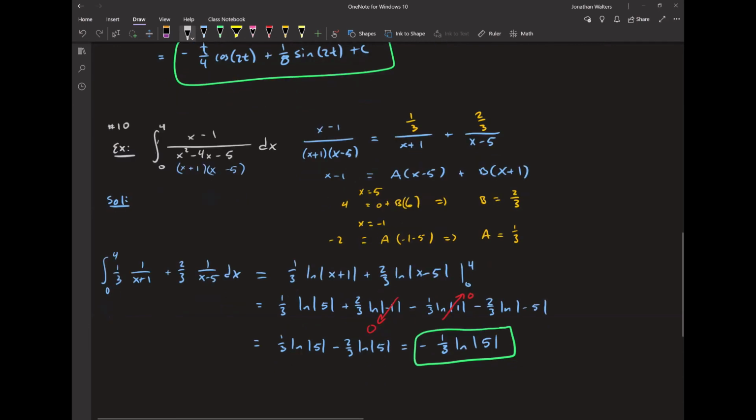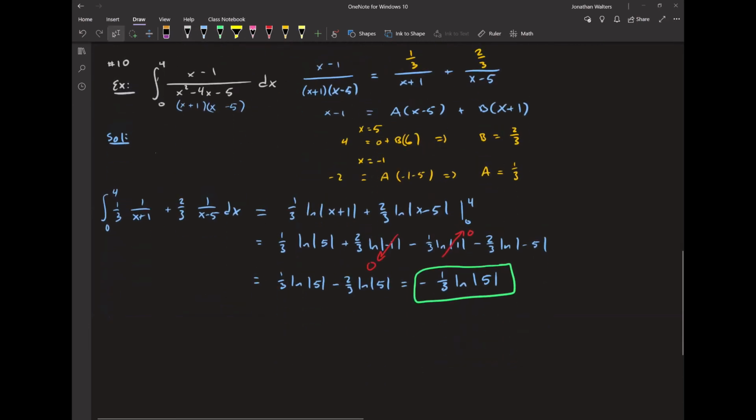Let's look at number 12 here. Any questions so far? Number 12. Questions so far? 12 is the integral of x over x to the 4 plus x squared plus 1 dx. Looks a little tricky.